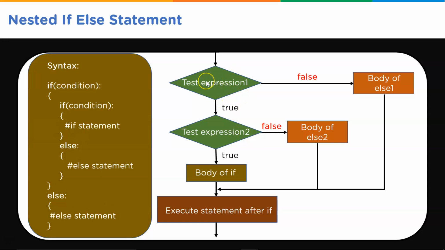We'll check for the test expression 1. If that is true, then we'll go inside and see the test expression 2, and if that is true, we'll execute the body of if statement, which is this part of the syntax. Then if these are false, then we'll see the body of else 1. If the second expression is false, then we go to the body of else 2, and after that if there are any more statements, we'll execute them as well.